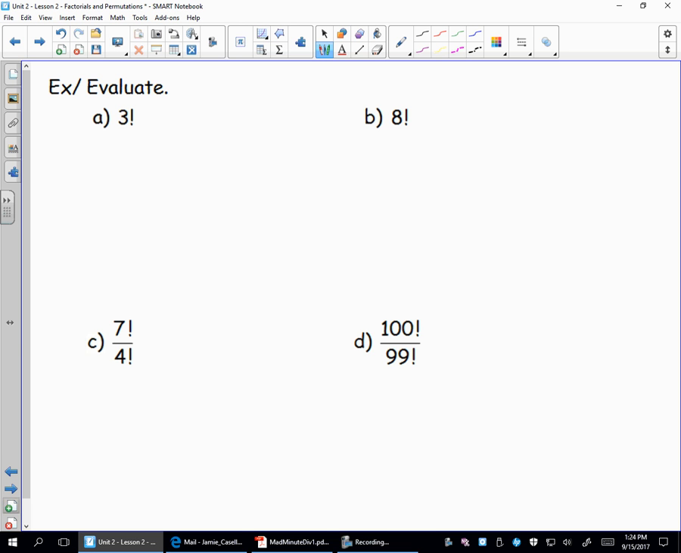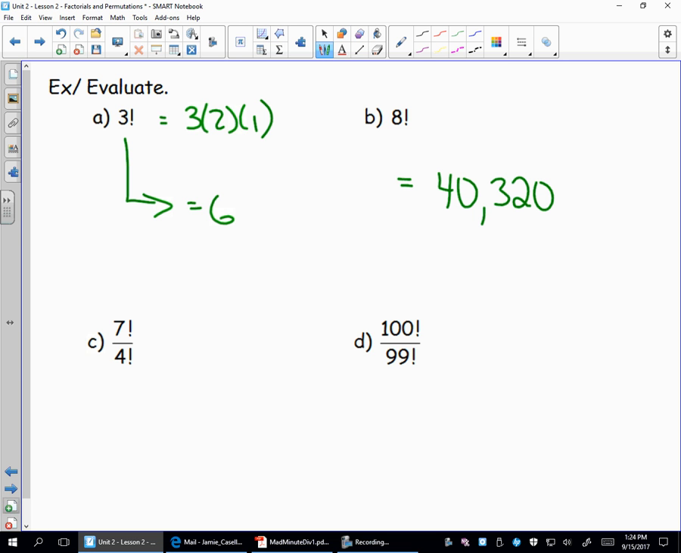3 factorial. What does that mean? It means 3 times 2 times 1, but if we try with our calculator, we should just get 6. 8 factorial. So 8, 7, 6, 5, 4, 3, 2, 1. I don't want to do that by hand. I'm typing into my calculator 8 factorial. If I do it properly, I should get 40,320.